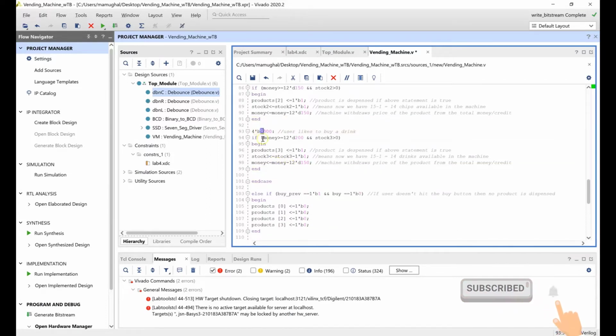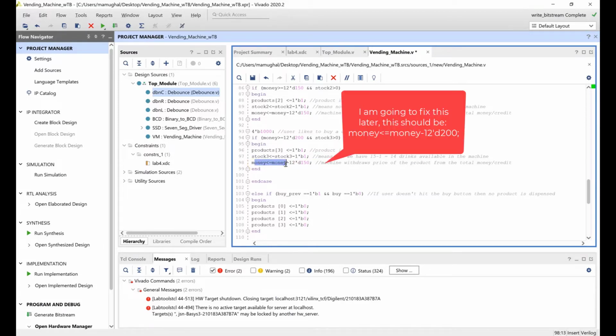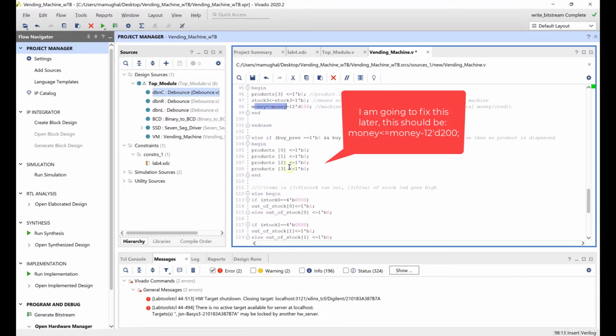And finally, this is the drink. Drink is $2, which is 200 cents. So if these 2 conditions are met, then these lines are executed. And again, this is the same thing. Product 3, which is the drink, goes high. The stock will go down by 1 because the user is buying a drink, and the money, whatever was inserted, minus 200 cents, is going to be returned to the customer.